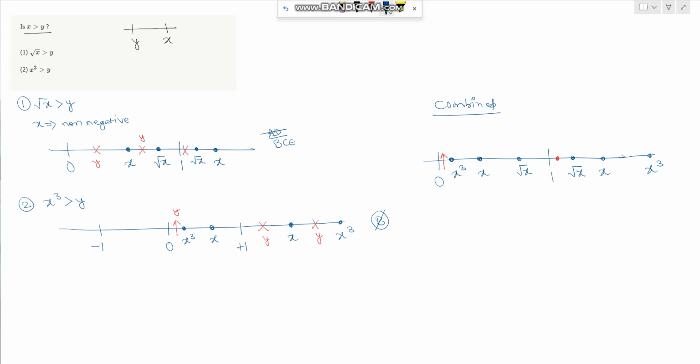So in a nutshell, in both the regions, y lies to the left of x, and we can say that x is greater than y. So the statements combined help us to arrive at a definite answer, that is x greater than y. The answer is yes, and the correct option to the question is C.